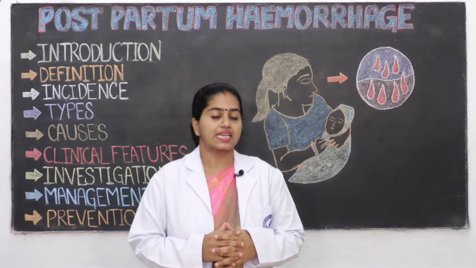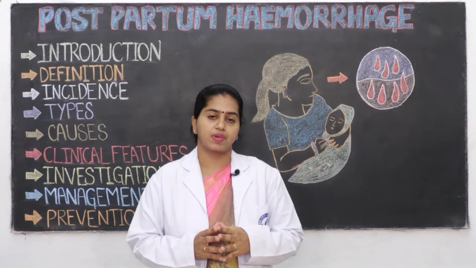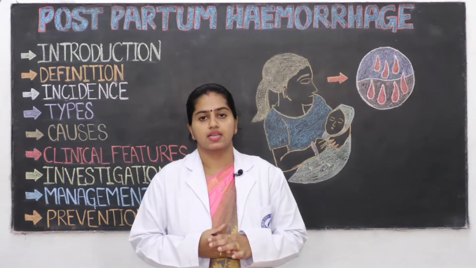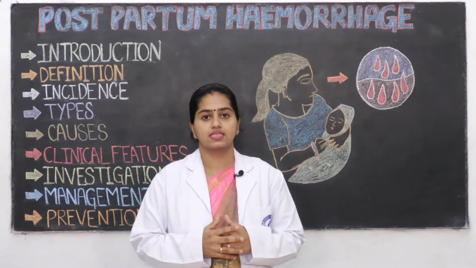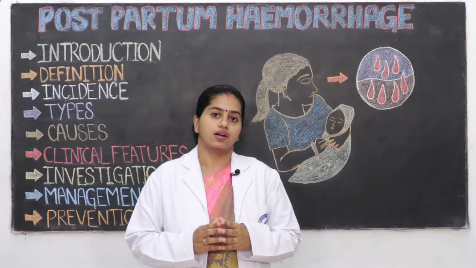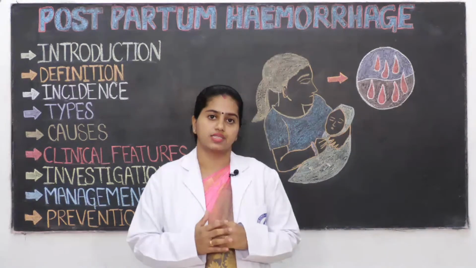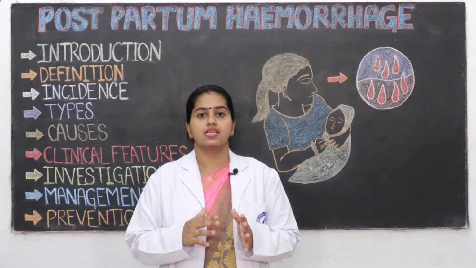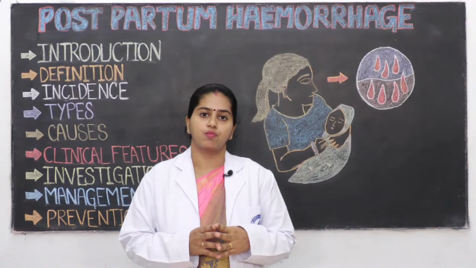The next one is secondary postpartum hemorrhage. Secondary postpartum hemorrhage is bleeding that takes place after 24 hours until the end of the puerperium period, that is within 6 weeks. So after the delivery of the child, after 24 hours and up to 6 weeks, any time the woman gets bleeding from the genital tract, we call it a secondary type of postpartum hemorrhage. First we will see the primary type of postpartum hemorrhage.